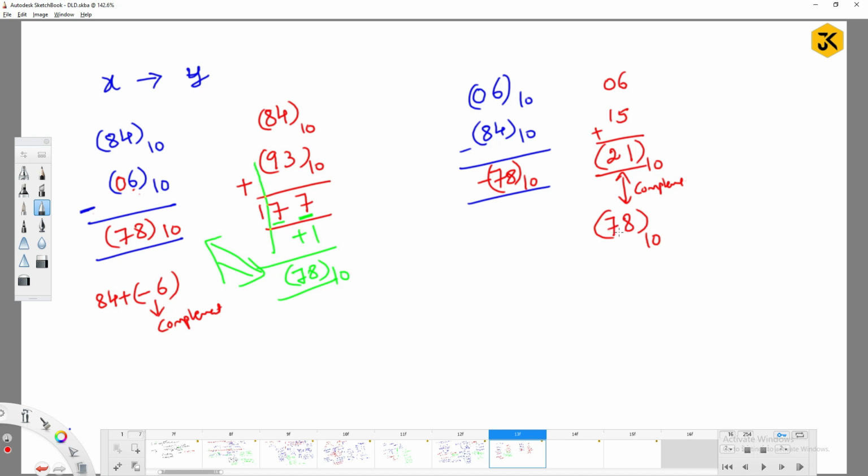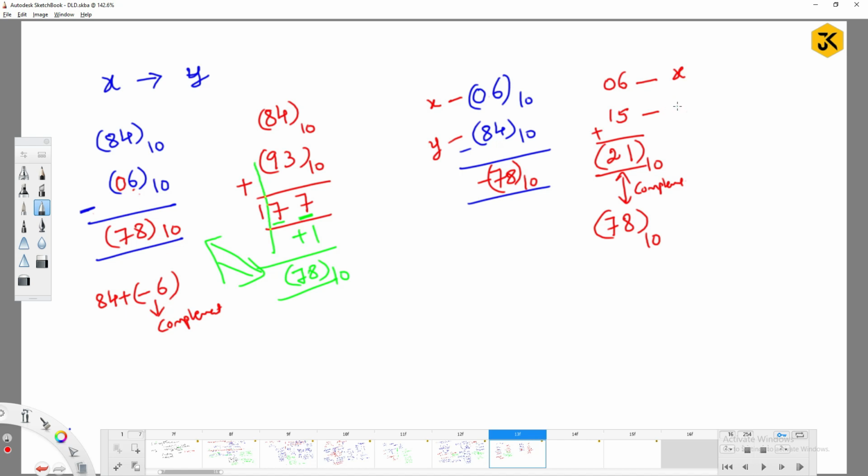What about the negative sign? How can we tell whether it is a negative number or not? Observe here: this is normal 6, meaning normal base, x. And this 15 is what? The complement of one number, called y. I am assuming that 6 is x and 84 is y. What is the complement of y?